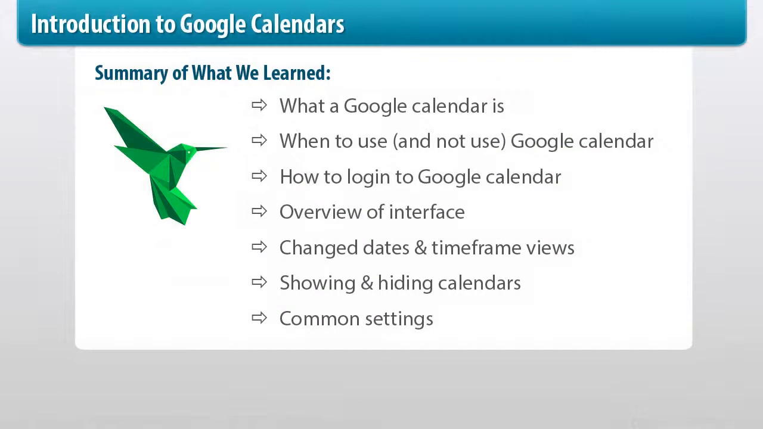So here's a summary of what we've learned today. Firstly, we learnt what a Google Calendar is. Then we learnt from the Seeing Eye perspective when to use and when not to use the Google Calendar. We covered how to log into Google Calendar. We had a good overview of its interface. We changed some date and time frame views. We learned how to show and hide calendars for various people and how to look at some common settings.